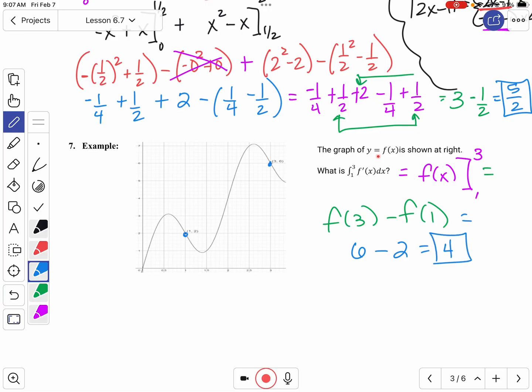Okay? Don't be surprised if they throw something like that, as simple as that, in a multiple choice. Okay? They will give you some gimmies along the way. All right? Which is nice. Okay? That's just really nice of them to do that.